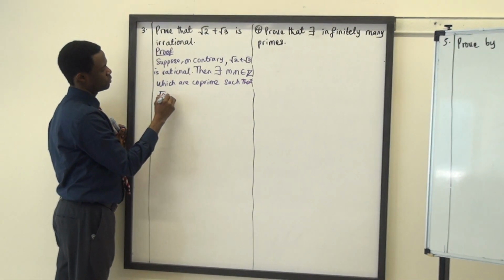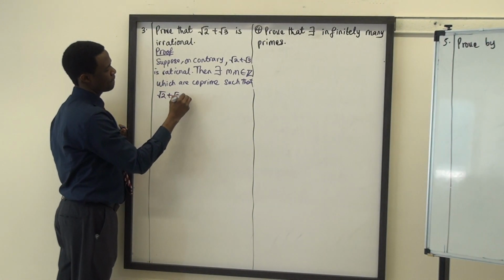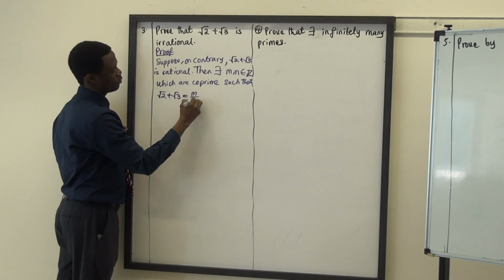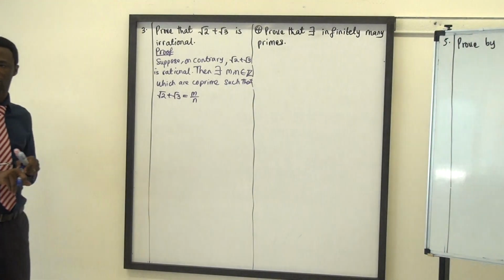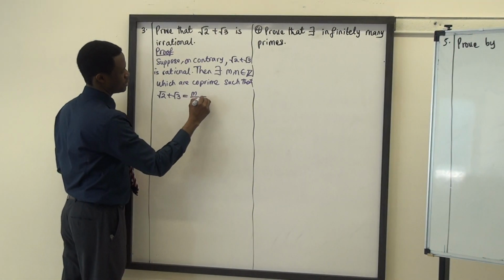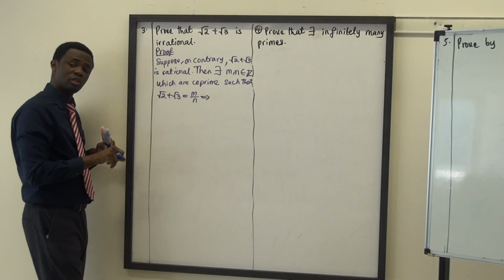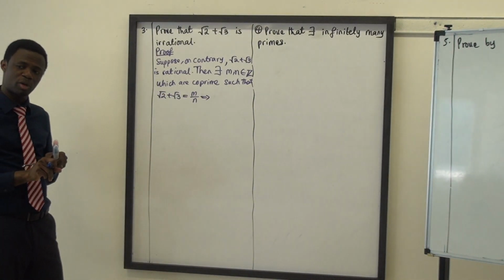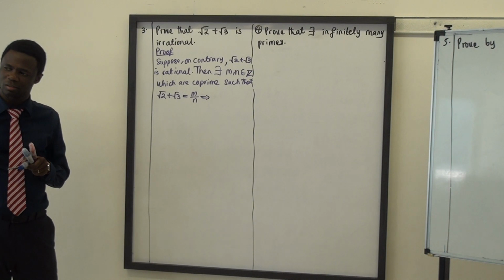Root 2 plus root 3 equals m over n. Okay? The easiest way that I've seen is to move one of the roots to the other side. Okay, because we're going to end up doing what?